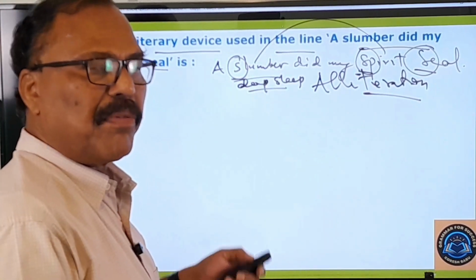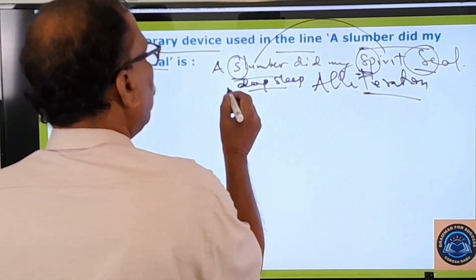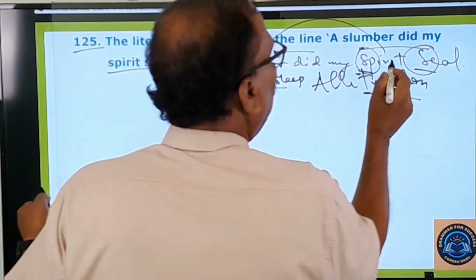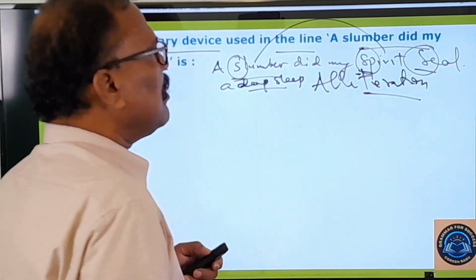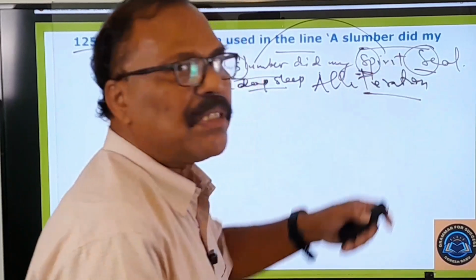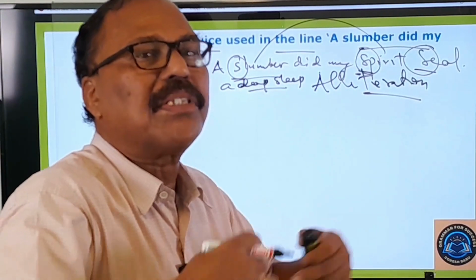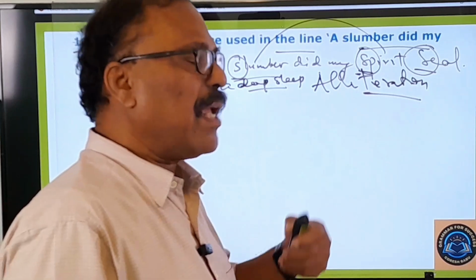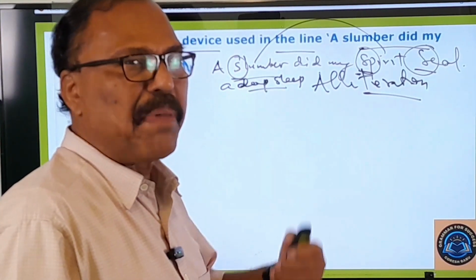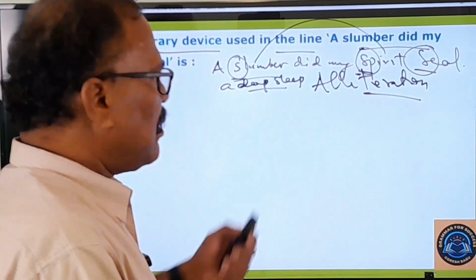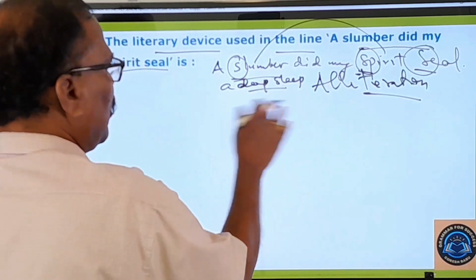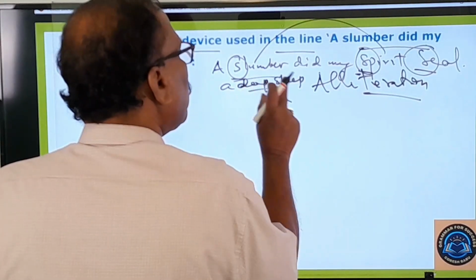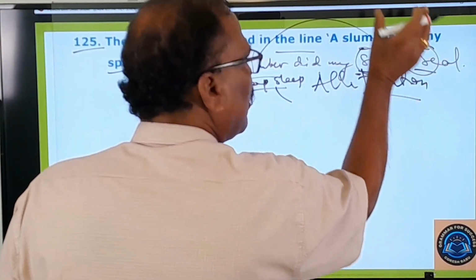Ordinary sleep is different from slumber, which means deep sleep. A deep sleep is called slumber. What did it do? It filled his heart. "Did my spirit seal" means it filled his heart with some kind of numbness, some kind of emotionlessness, some kind of passiveness. All such things I taught you when I taught you this poem. So here a deep sleep filled his heart with numbness.